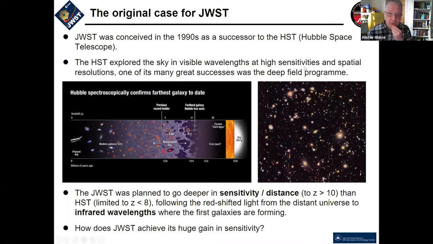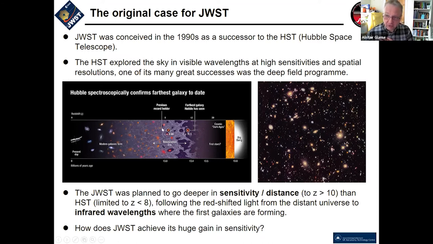Anyway, HST explored the sky in visible wavelengths. You might be familiar with this, the ultra deep field from HST taken during the 90s. All of these dots are galaxies. This diagram shows how far away these galaxies are: on the left, present day, and the Big Bang on the right. The most distant thing you can see is the wall of reionizing hydrogen in the very, very early universe. Most of the things you see in this image are at a redshift of about 7, so redshift 7 or 8, around about this region of this diagram.